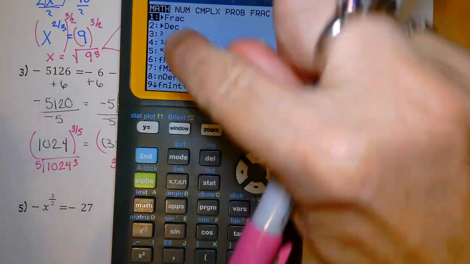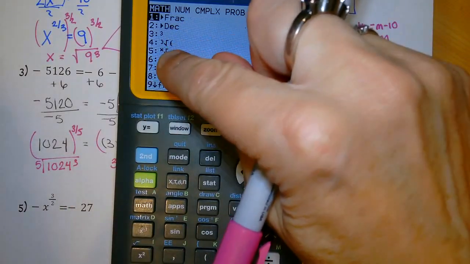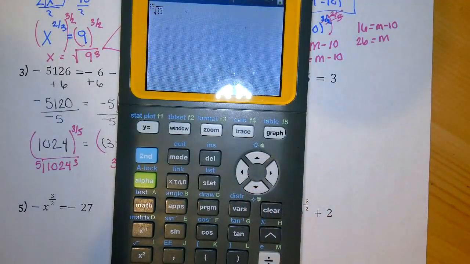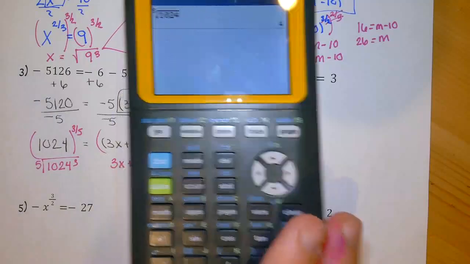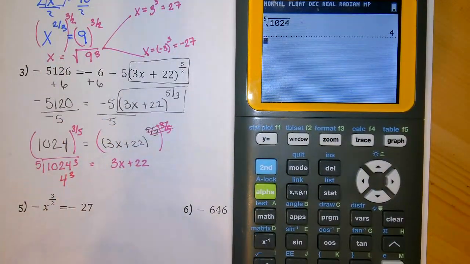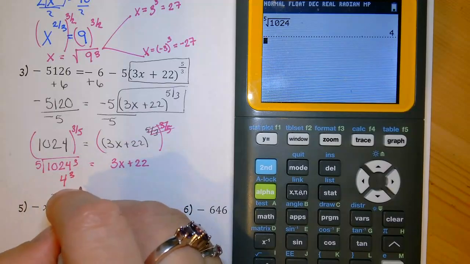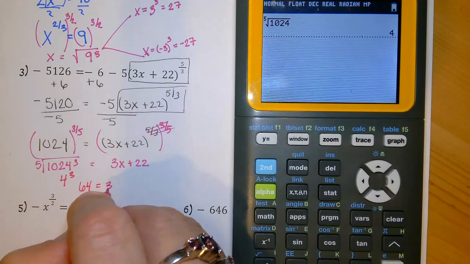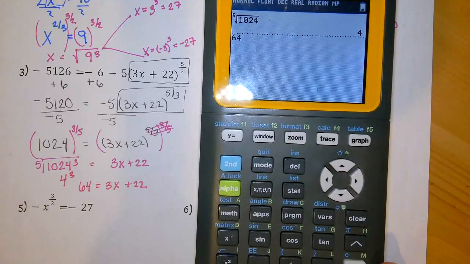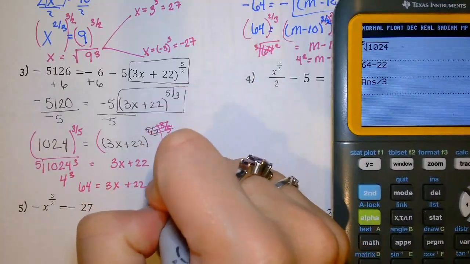But if I hit math, you notice there's a cubed root? This x means you can take any root your heart desires. So if I choose that, I can type in the 5th root of 1024. And it turns out to be 4. So then I have 4 cubed equals 3x plus 22. I know 4 cubed is 64 equals 3x plus 22. I'm just going to do my math on my screen here. I'm going to take that 64, I'm going to subtract the 22, and then divide by 3. So I get x equals 14.